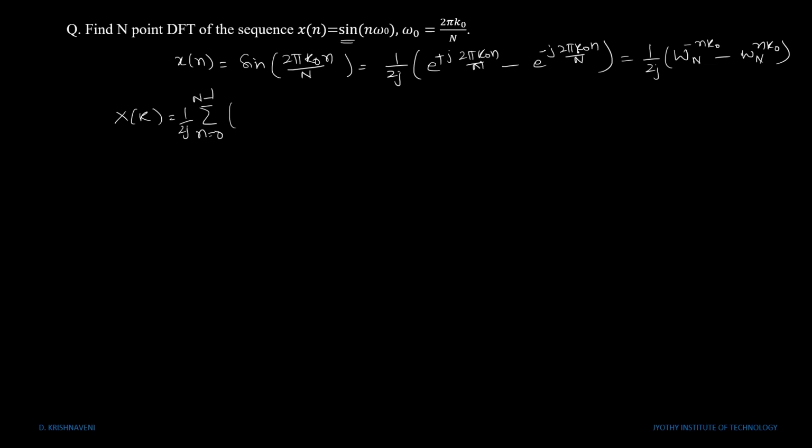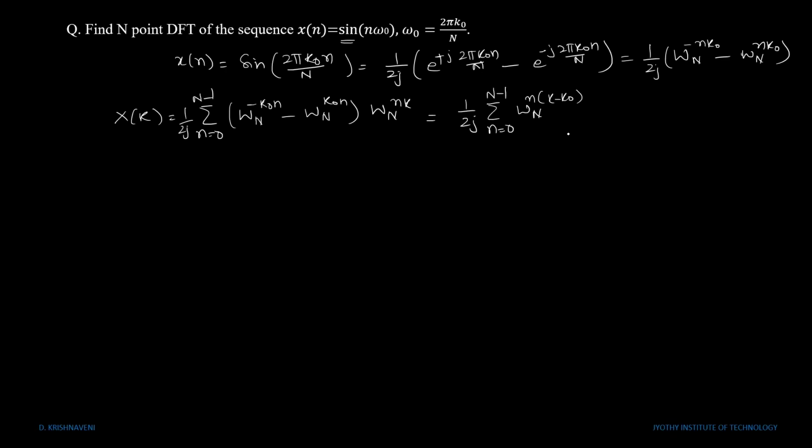So wn to the power of k naught n, and this will be wn to the power of minus k naught n. So we have wn to the power of minus k naught n minus wn to the power of k naught n into wn to the power of nk. So we'll multiply and split the summation. So we'll get 1 by 2j summation 0 to n minus 1 wn to the power of n, I'll take common, I'll get k minus k naught.